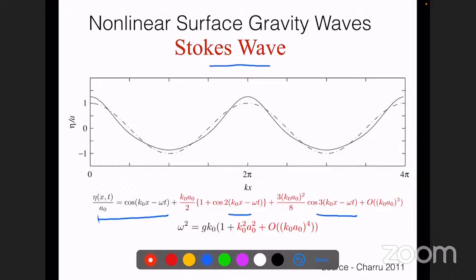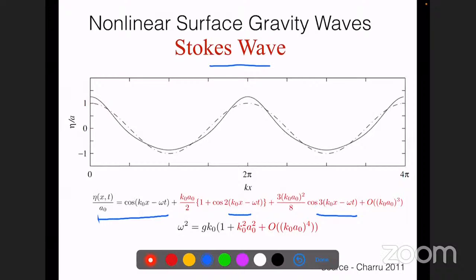And you can see here, for a given value of k₀a₀, how does the Stokes wave look in comparison to a perfect cosine wave? So the dashed line is the cosine wave. That's what we have been working with so far. You found the drift for that particular problem. We have been talking about the speed of propagation, dispersion, etc. Now, if you include the nonlinear effect, then that's the continuous line.